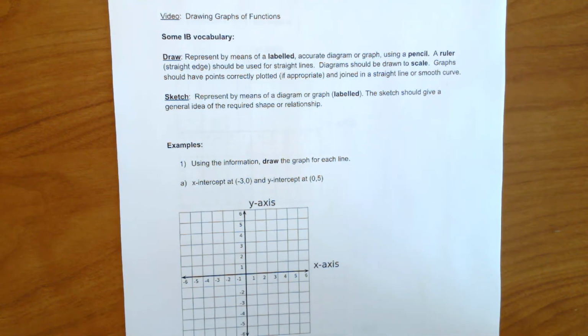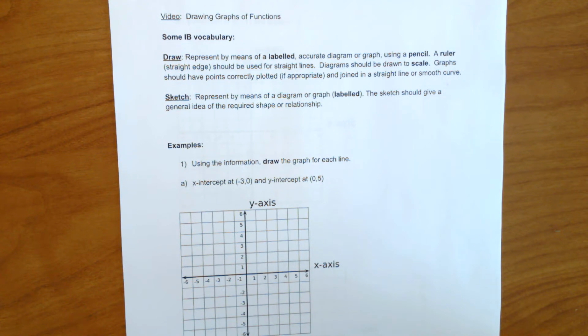First, draw. Draw represents by means of a labeled, accurate diagram or graph using a pencil. A ruler, straight edge should be used for straight lines. Diagrams should be drawn to scale. Graphs should have points correctly plotted, if appropriate, and joined in a straight line or smooth curve.